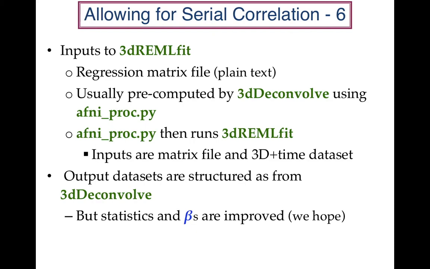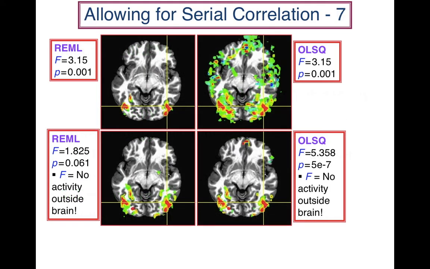afni_proc.py then runs 3dREMLfit, and the inputs are these two, the in-matrix file and, of course, the data to be analyzed. And then the output datasets are structured as if they came from the older program 3dDeconvolve, the ordinary least squares program, but the statistics and betas are improved. Well, at least we hope they're improved.